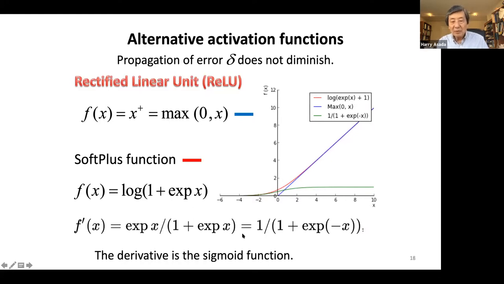So this one can be written like this. This guy is the sigmoid function. This function, the softplus function, is actually the integral of the sigmoid function. So its derivative is the sigmoid function. It may not actually vanish on the plus side; it stays at a constant there. So this is another output function that people use.